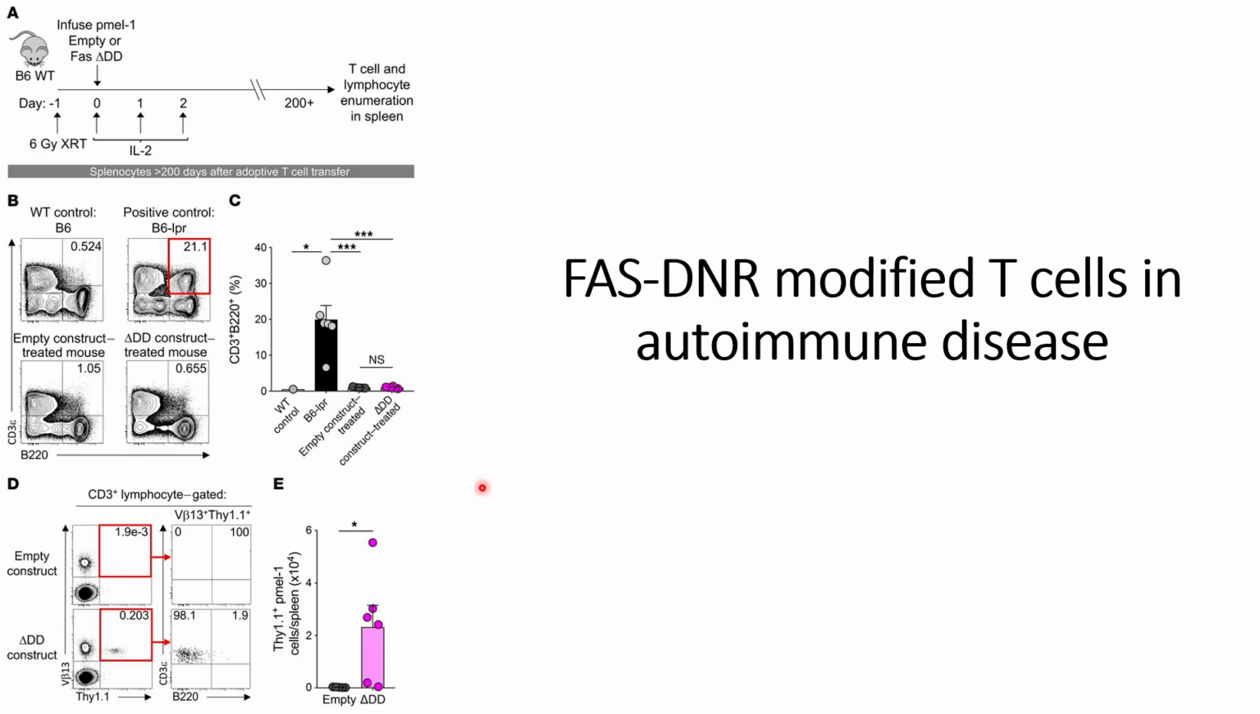So that's all for this video. I hope you understood how they checked their FAS dominant negative receptor modified T cells in autoimmune disease in the in vivo studies. If you need to understand more about their experiments in detail, you can go through the reference that has been provided in the description.